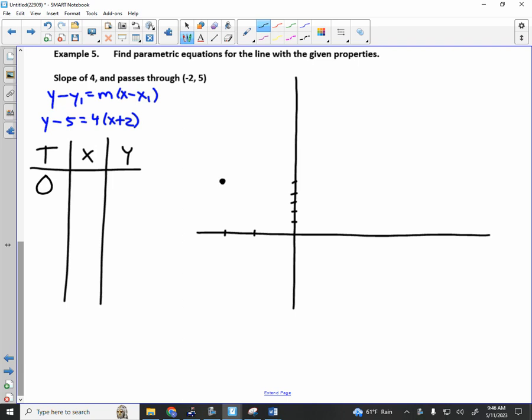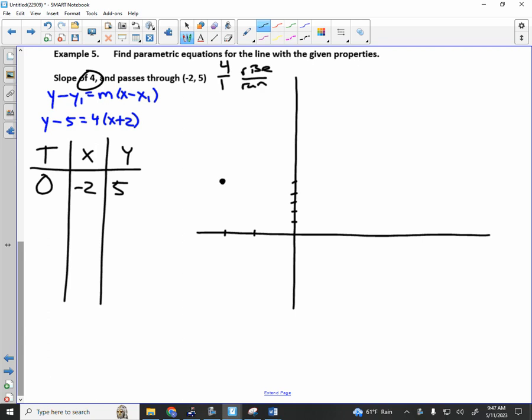So at time equals 0, what's my x value? -2. What's my y value? +5. So I want to advance forth 1 unit in time. How should I change my x? How should I change my y? So how should I change my x? Add 1. How should I change my y? Add 4. You see that? So the slope is 4 over 1. So that's rise over run.